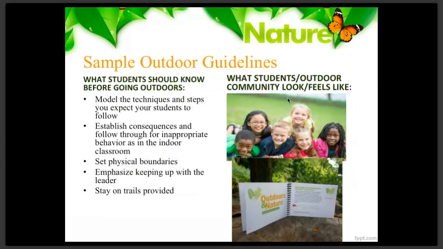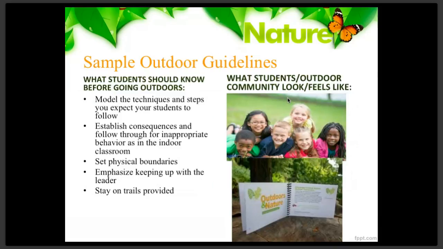Now, there are sample outdoor guidelines of what students should know before going outdoors, and what the outdoor community looks and feels like. So as you see here, there's a bunch of children on the right, and there's curriculum on the bottom, the book from where the teacher is getting the information. But students should really know before going outdoors how we are modeling techniques and steps that we expect our students to follow. So again, bringing up rules, what do you expect for them to do? And how do you expect them to behave? How do you intend to implement the actual lesson plan that you're going to teach them? Are you going to use, instead of a chart or a whiteboard, what is your modality for teaching them something outside? What are the steps you're going to be following?